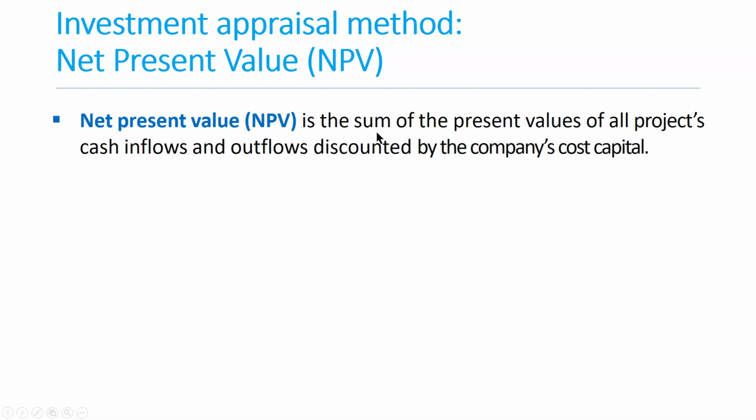This is simply a sum of present values of all projects' cash inflows and cash outflows, discounted by the company's cost of capital. In other words, an investment proposal's net present value is derived by discounting all future cash flows at a rate which reflects the value of the alternative use of the funds. And usually the discount rate, which is normally used to calculate net present value, is the weighted average cost of capital. You will study this specific concept in significantly more detail later in your course of studies.